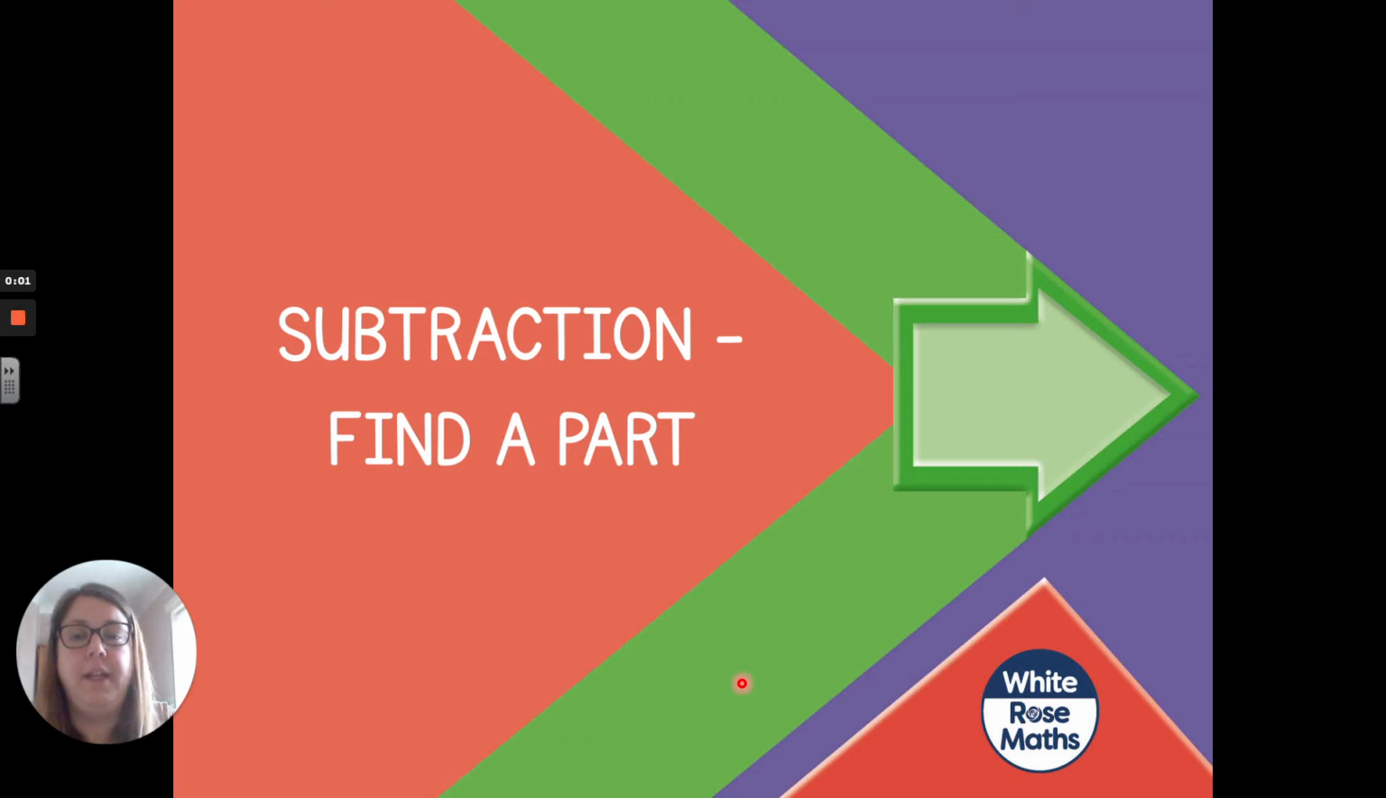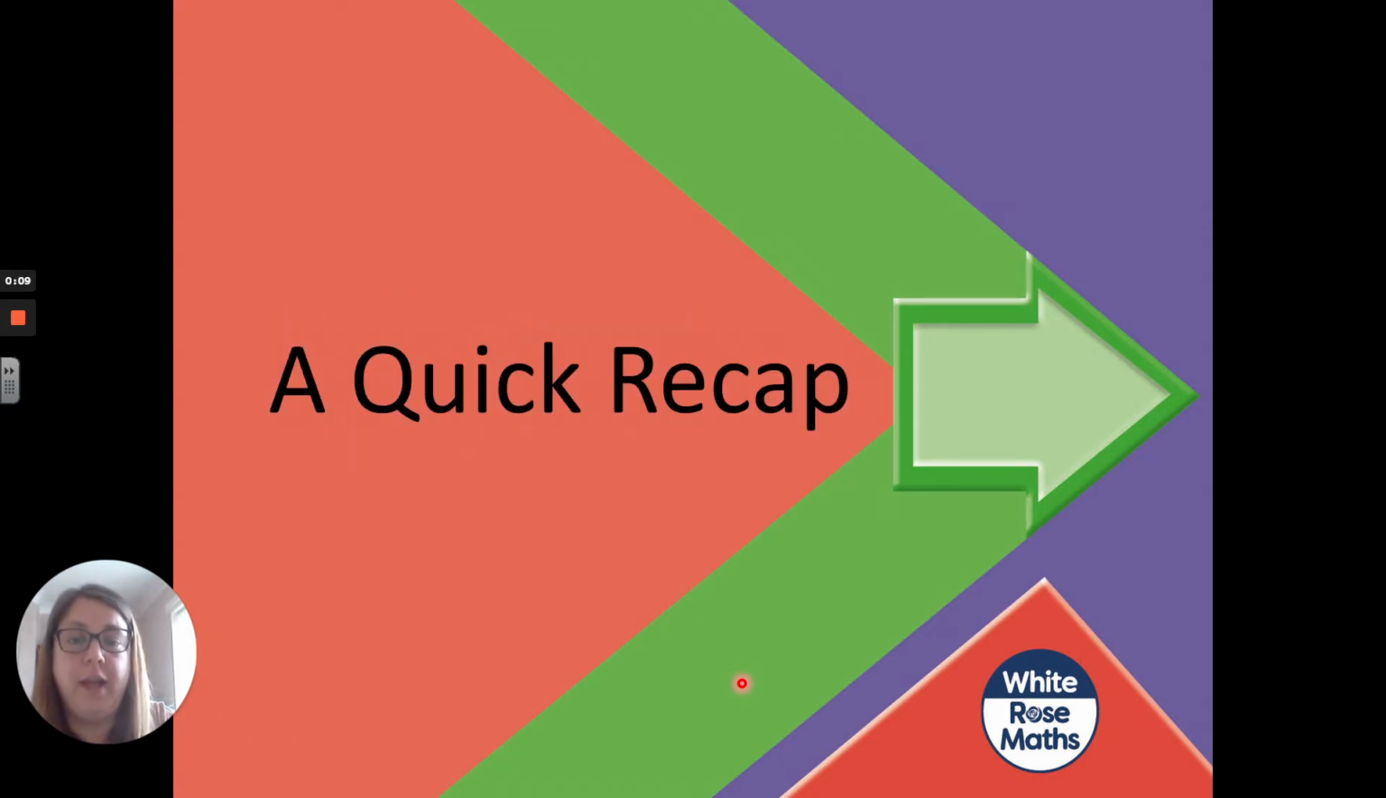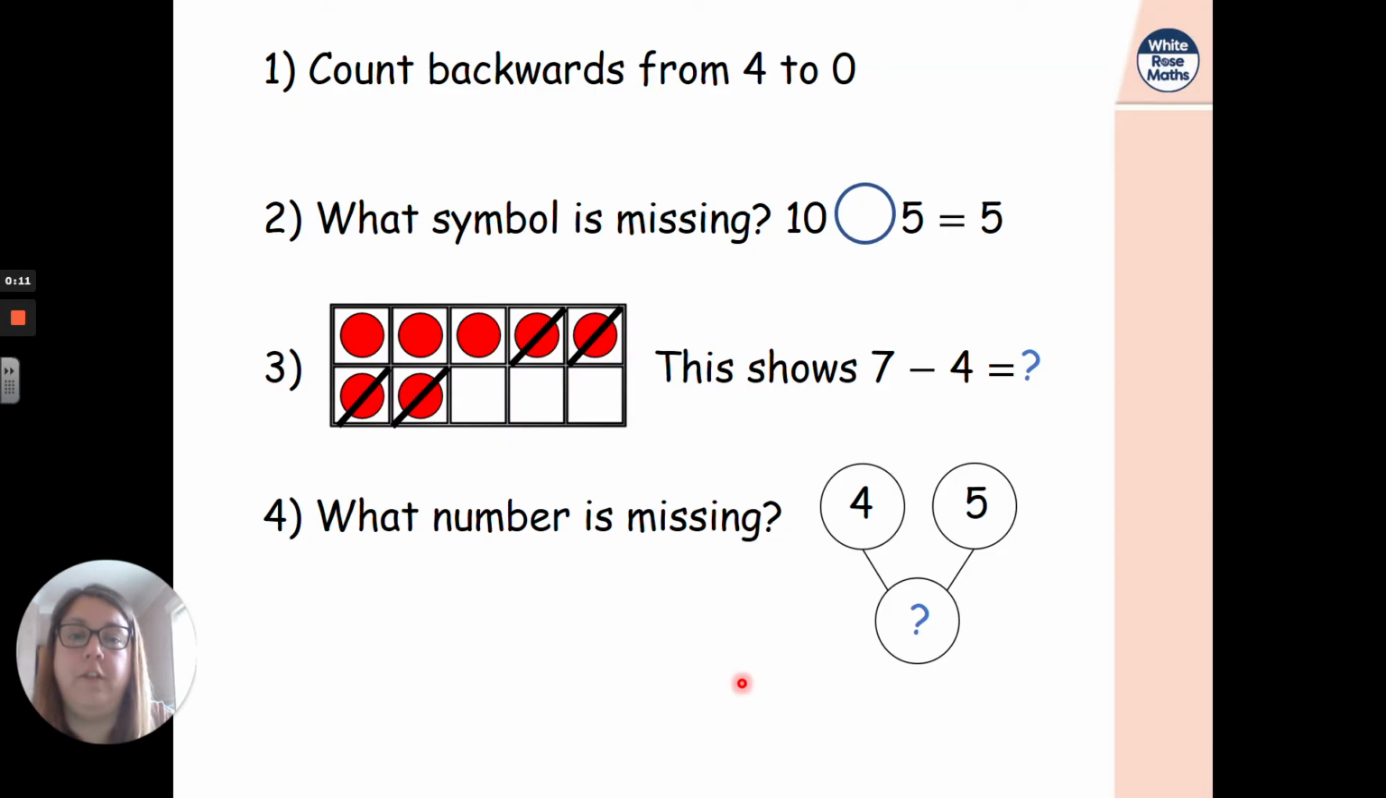Hi everybody, today we're going to continue looking at subtraction, but we're going to look at finding a part and using our cherry diagrams to help us. So before we do that, let's just have a quick recap of things we've been learning. Let's count backwards from 4 to 0. First of all, are we ready? 4, 3, 2, 1, 0. Perfect. Let's have a look at the next one then.